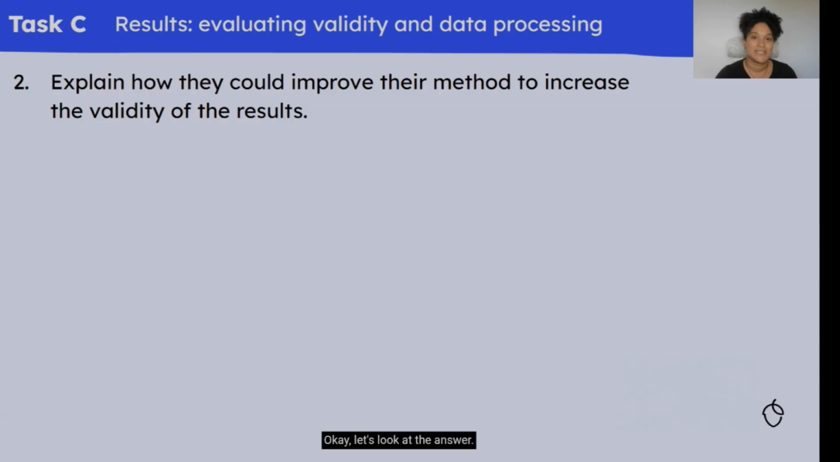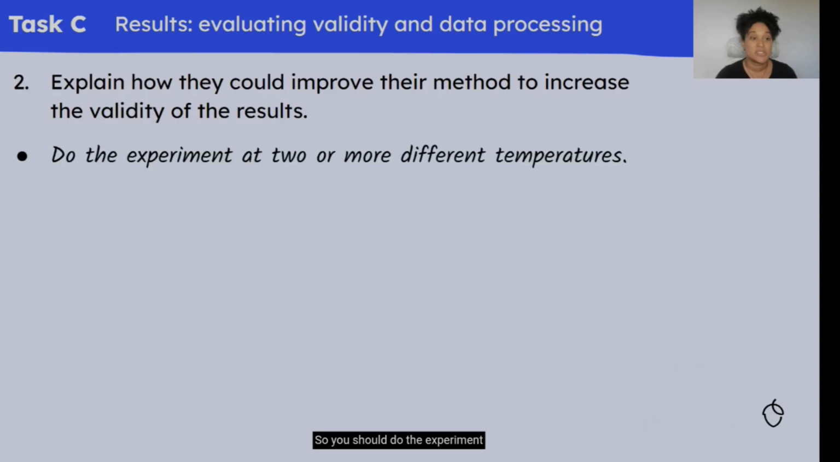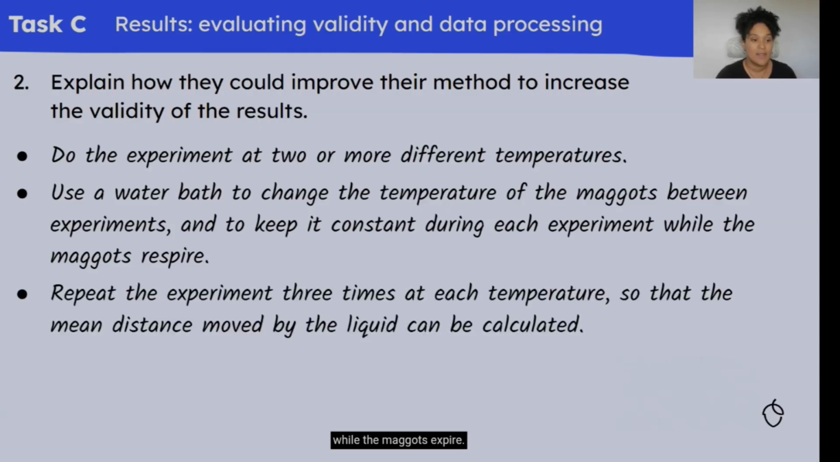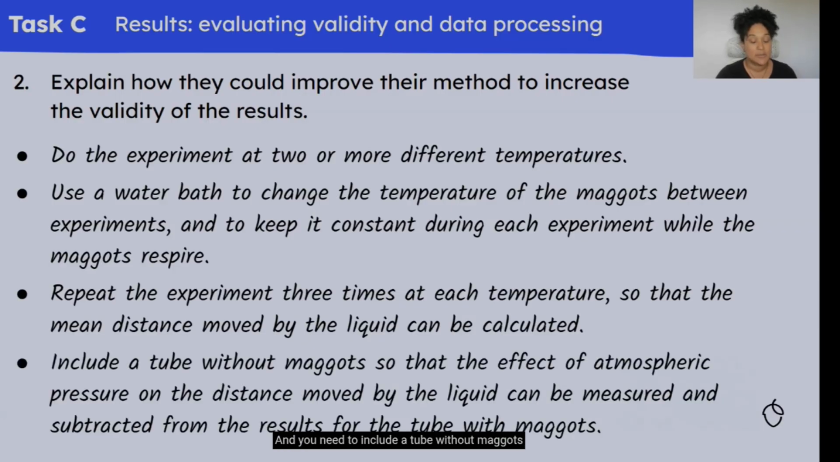Okay, let's look at the answer. So, you should do the experiment at 2 or more different temperatures so you can see the effect of temperature on the rate of respiration. You need to use a water bath to change the temperature of the maggots between experiments and to keep it constant during each experiment while the maggots respire. You need to repeat the experiment 3 times at each temperature so that the mean distance moved by the liquid can be calculated. And you need to include a tube without maggots so the effect of atmospheric pressure on the distance moved by the liquid can be measured and subtracted from the results from the tube with maggots. Great job if you got that right.